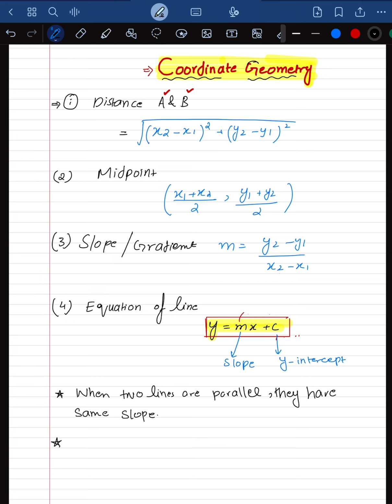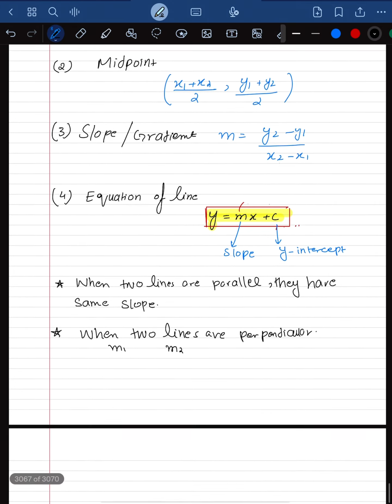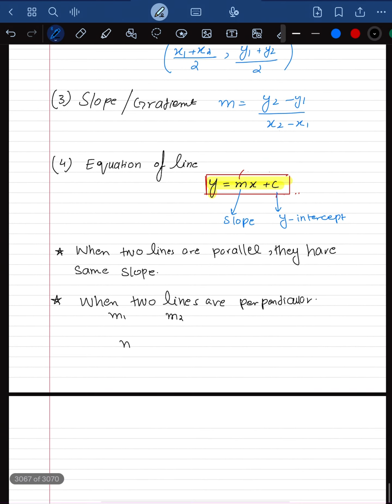And when two lines are perpendicular, let's say the slope of the first line is m1 and the slope of the second line is m2. You can write their slopes like this: m1 multiplied by m2 is equal to -1. So this is the formula whenever the lines are perpendicular to each other.